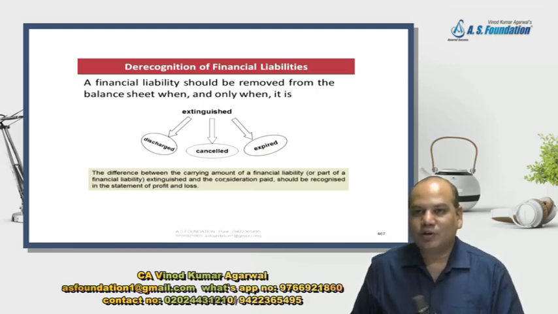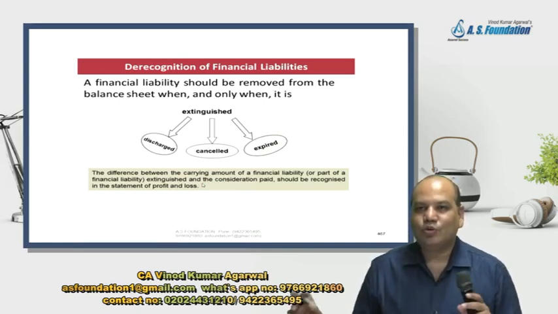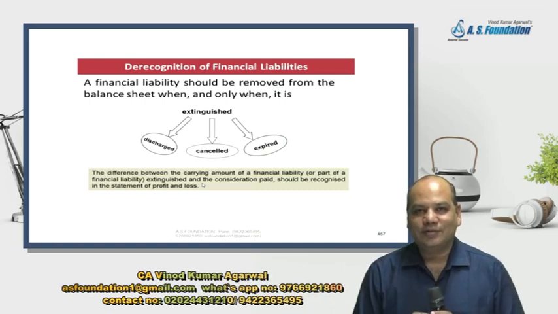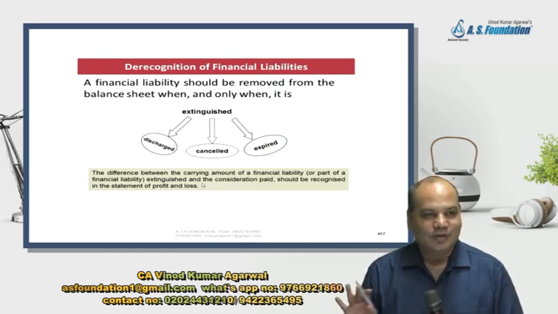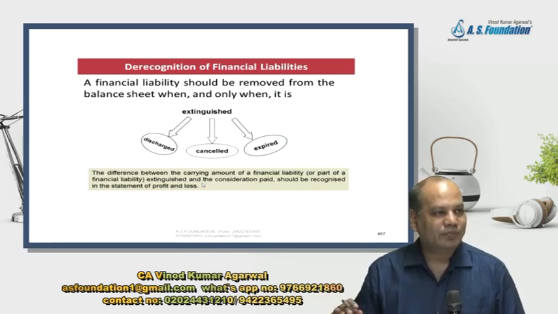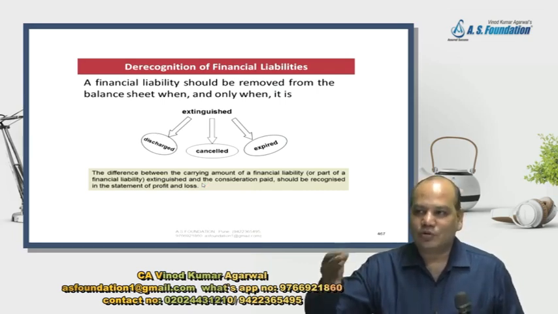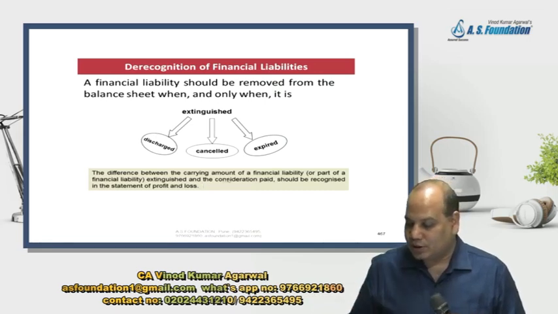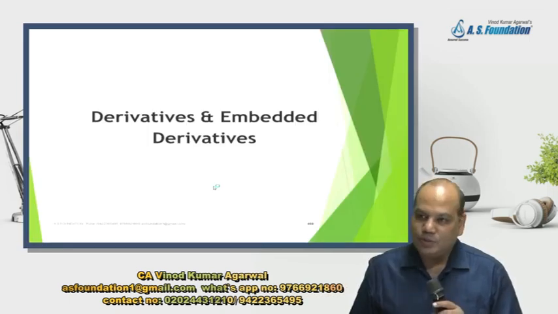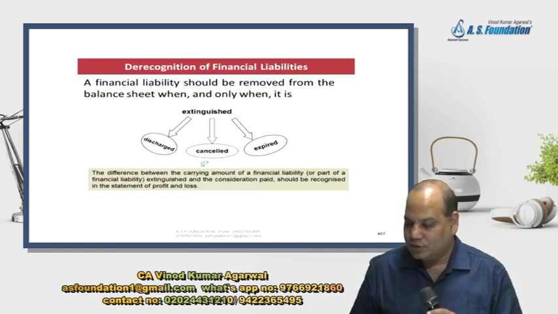So what about the treatment of the difference between the amount paid for discharging the liability and the carrying amount of the liability? Here there is only one choice, the P&L account. There is no concept of OCI in case of financial liability. So financial liability accounting is simple, because it is either amortized cost or FVTPL. In both cases, the gain or loss will be recognized in the P&L account whenever the liability is extinguished, meaning discharged, cancelled or expired.